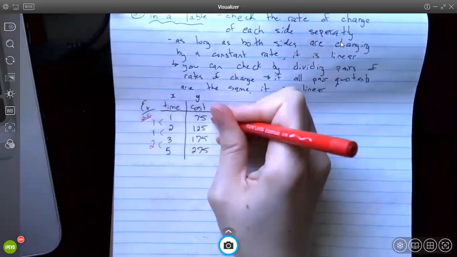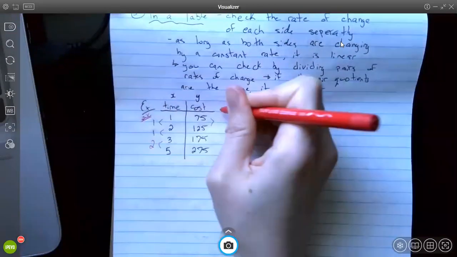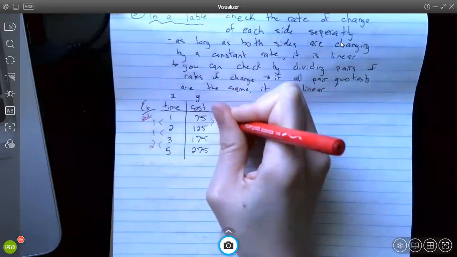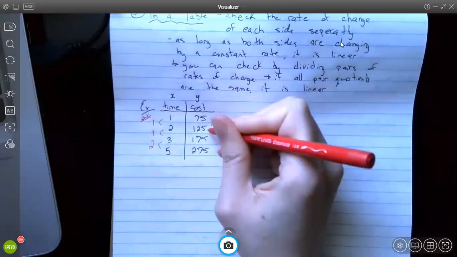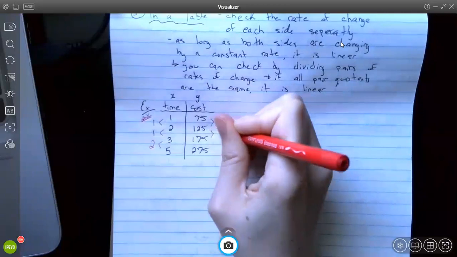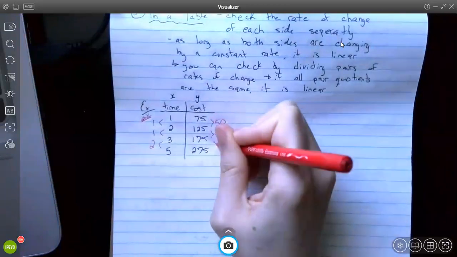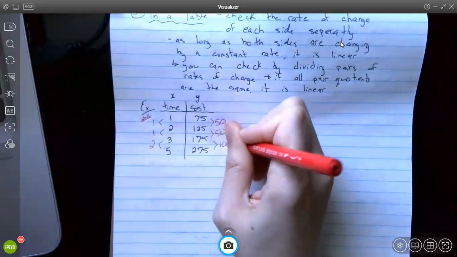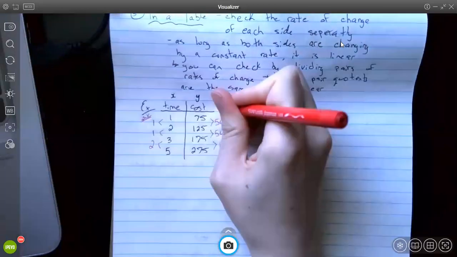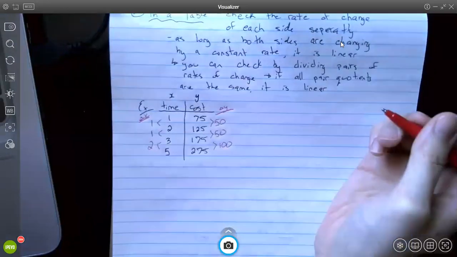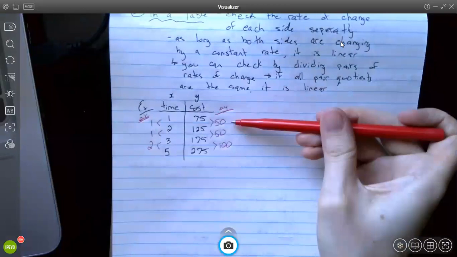On the other side, from 75 to 125, that is an increase of 50. 125 to 175 is an increase of 50. And 175 to 275 is an increase of 100. So these are our delta Y values. Okay, so it's our change in our Ys.